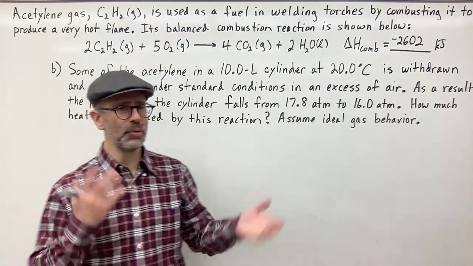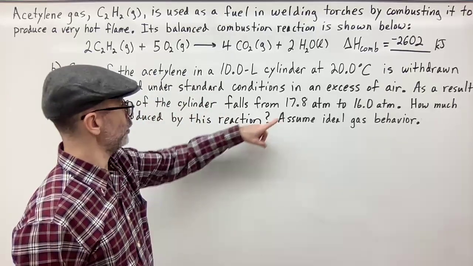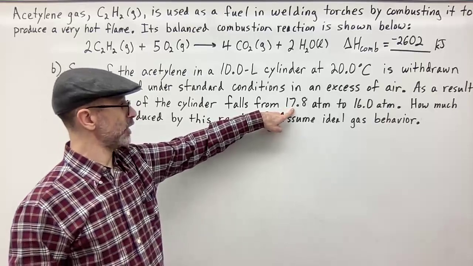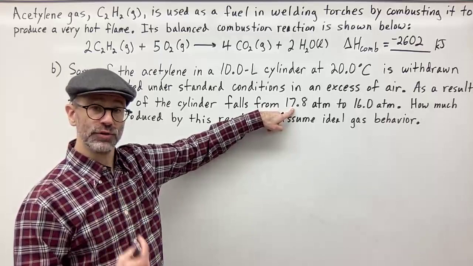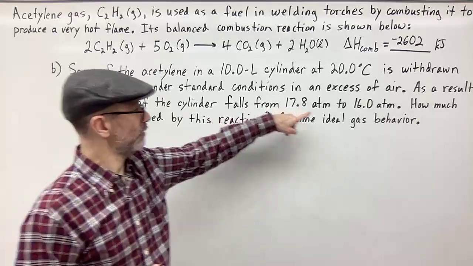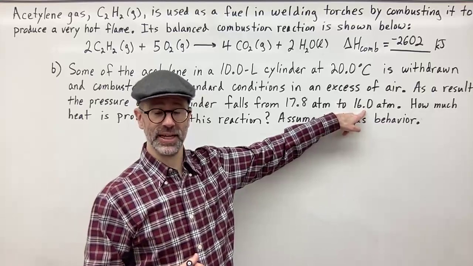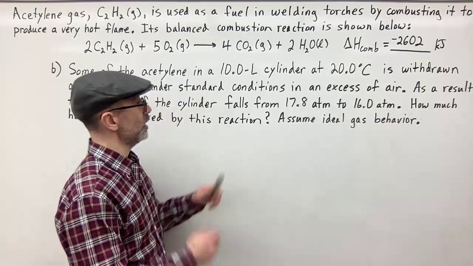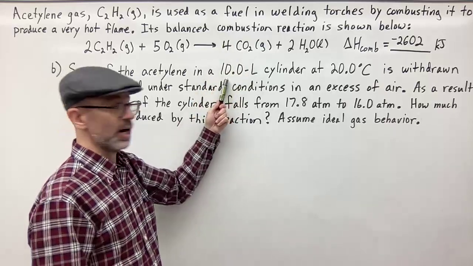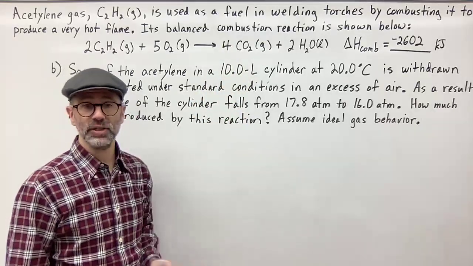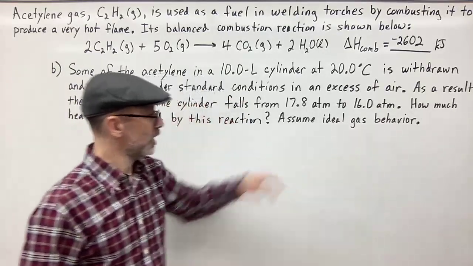So a couple ways you could do this. They're giving you the atmospheres of the gas, the amount of gas in the cylinder before you take anything out, and the pressure after you take some of the acetylene gas out. They're giving you the temperature and the volume of the cylinder. And they're telling you to assume ideal gas behavior.